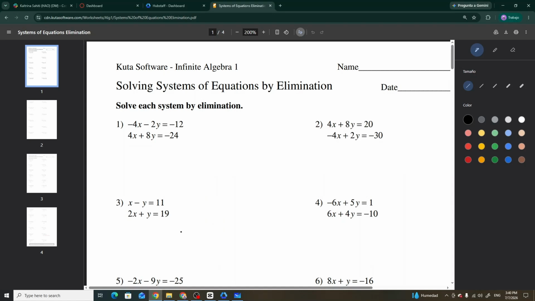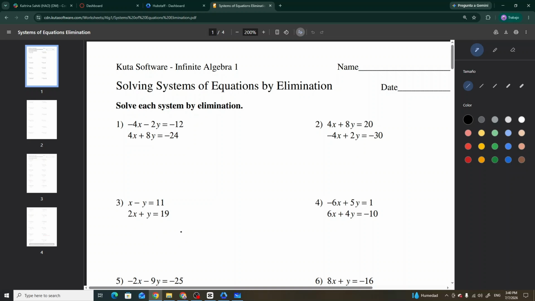Hello everyone, in this video I'm going to explain how to solve systems of equations by elimination. Elimination means that you have to get rid of one of the variables, and with the remaining variable, once you solve it, then you substitute that variable to find the one you eliminated. Let me start with the first one.